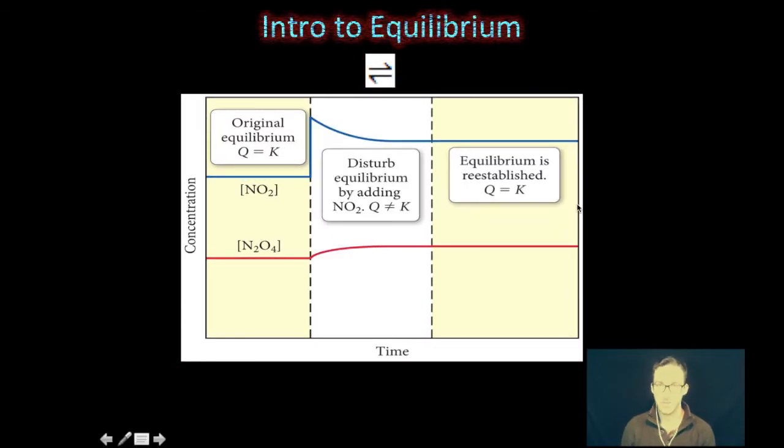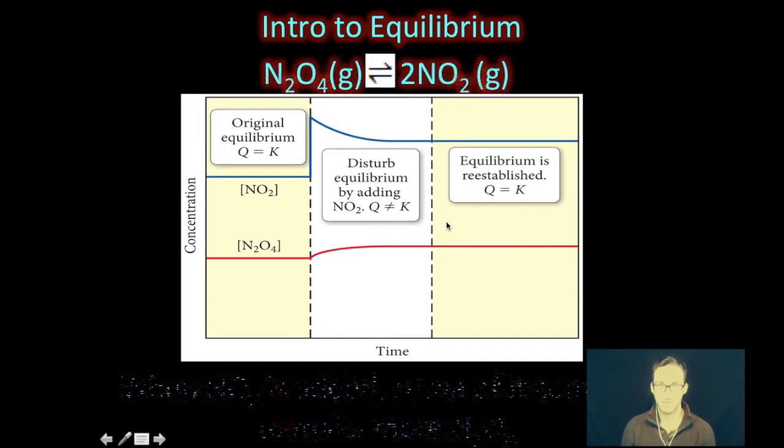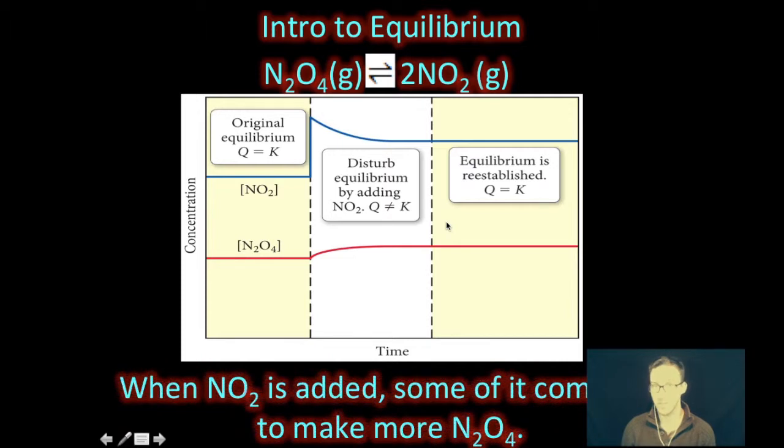Note here, we're now talking about adding the other thing, in this case the NO2, our product. Notice we add the product NO2 right here, and it shifts to form more of our N2O4, so the NO2 gets used up. Again, keep in mind that adding either reactant or product will cause it to shift one way or the other so that equilibrium is reestablished.